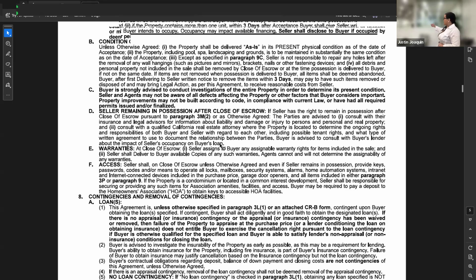Now, that can all be subject to maybe the buyer making a request, and so on. We get into that in the other paragraphs. But it's important for us to know that we're already dealing with an as-is contract. Now, why don't we want to skip this paragraph?